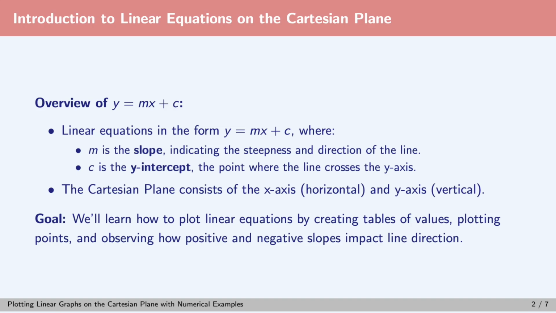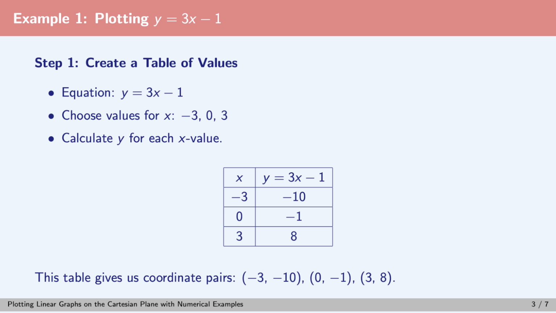Now, the Cartesian plane, or our graphing, has two axes. The x-axis is our horizontal line, and the y-axis is the vertical one. By finding some points based on our equation, we can plot them, connect the dots, and voila, our line appears. Let's give it a try with our first example.